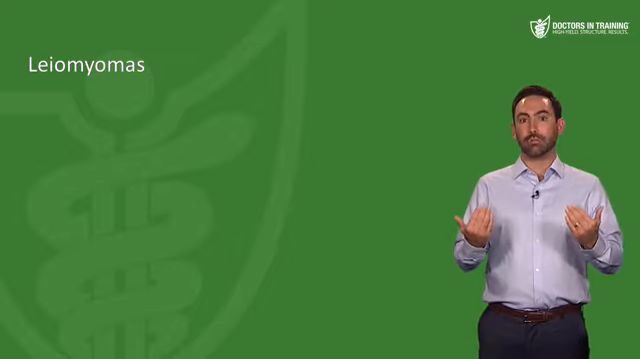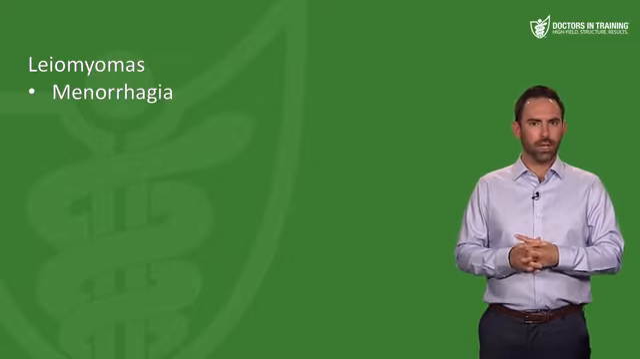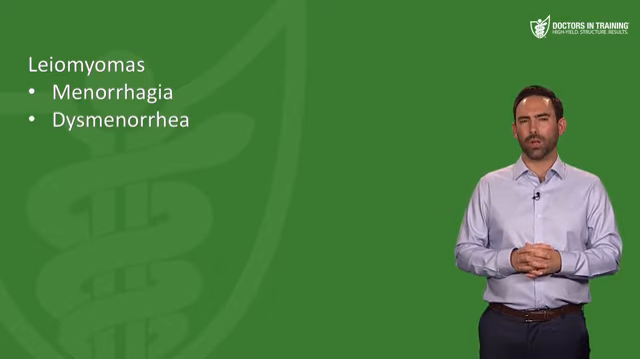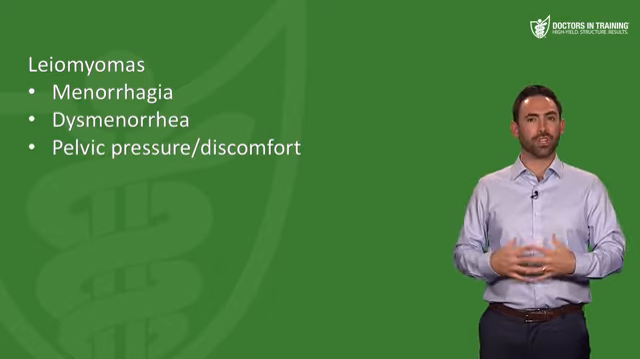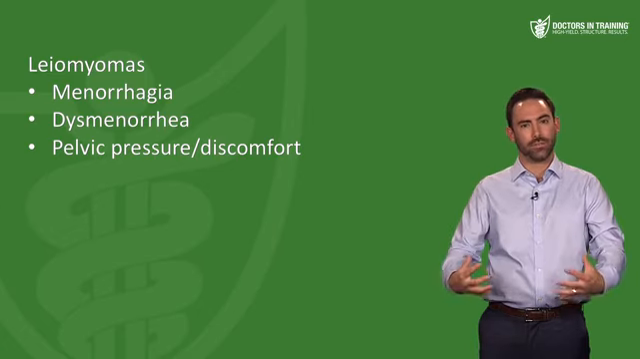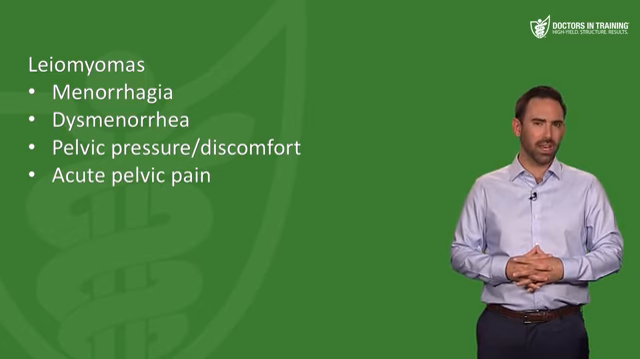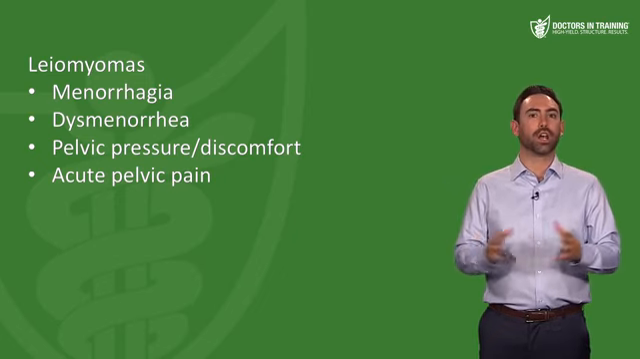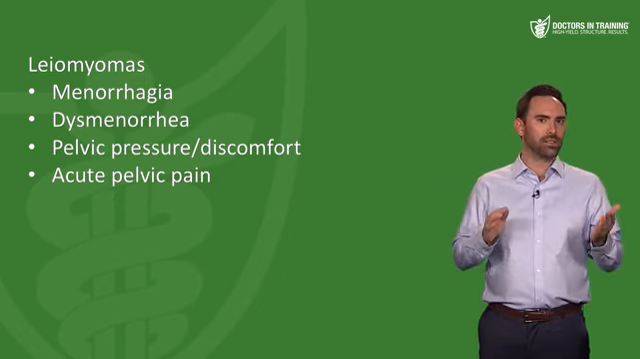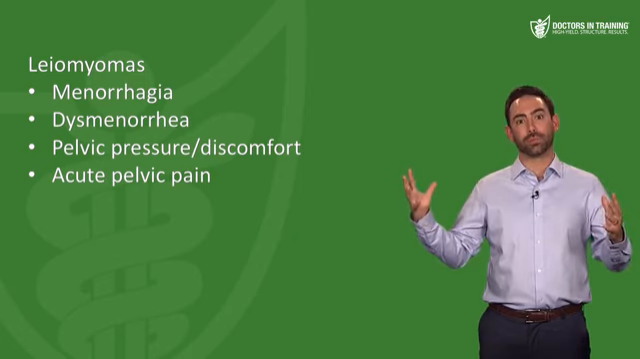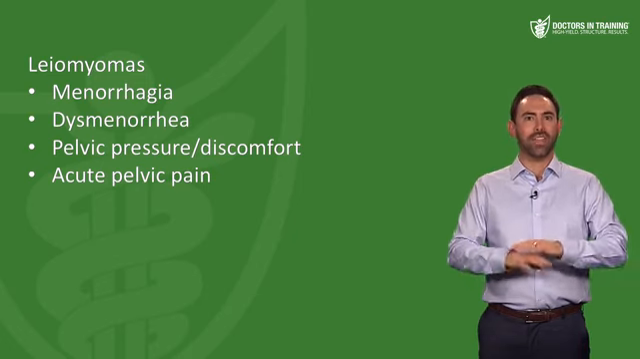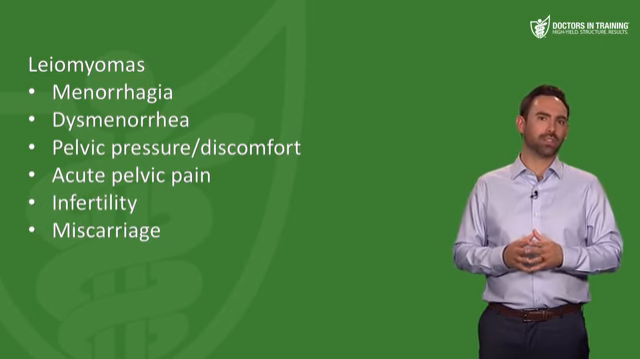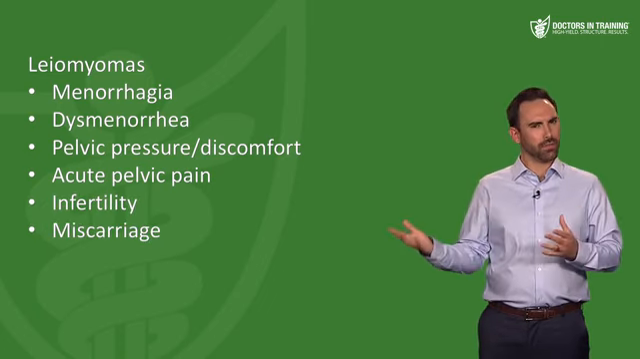Well, actually, most are asymptomatic, but menorrhagia is the most common symptom. Dysmenorrhea is pretty common as well. Pelvic pressure or discomfort can occur if the fibroids are large enough. You can have acute pelvic pain if the fibroid is on a stalk and that stalk twists on itself, cutting off the blood supply. Or sometimes a fibroid will outgrow its blood supply and degenerate, and that will cause acute pain as well. Some women can have infertility or miscarriages depending on the location of the fibroids.